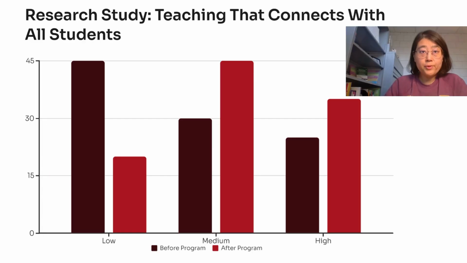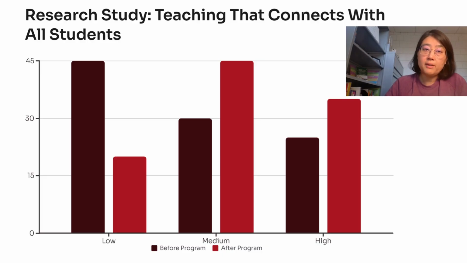Let's consider a few real life research scenarios to bring this all together. First, a district is implementing a new culturally responsive teaching program. Researchers collect student engagement scores before and after implementation. They graph the data and find the distribution has shifted. Engagement scores are no longer skewed, but are more normally distributed, indicating more students are reporting moderate to high engagement.